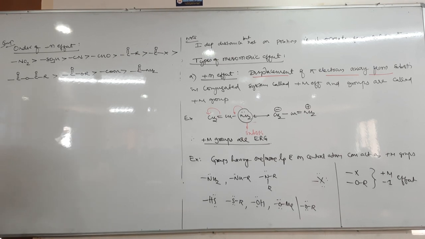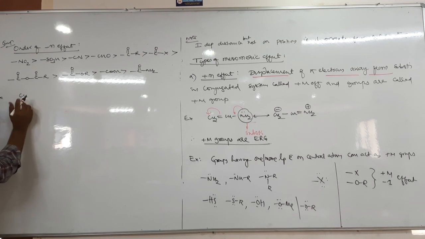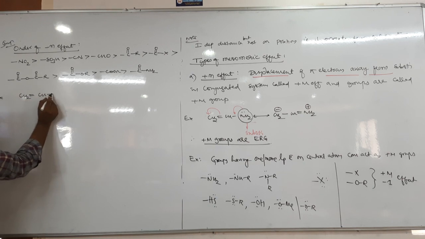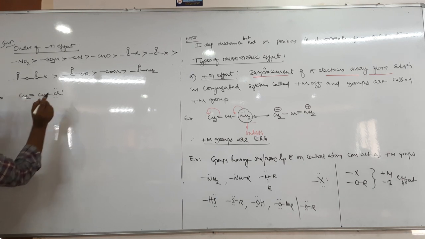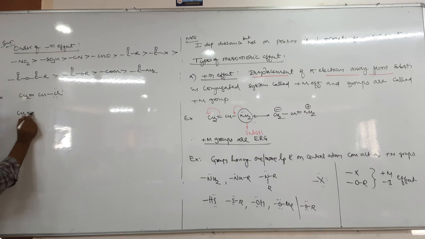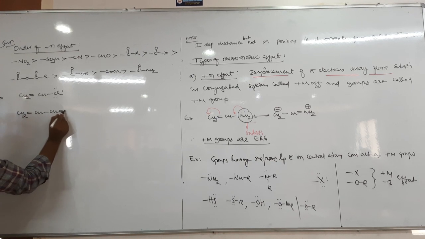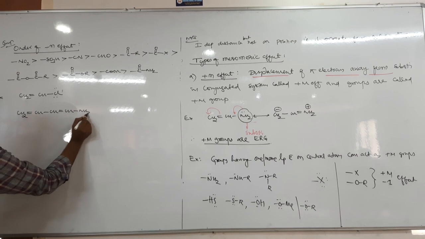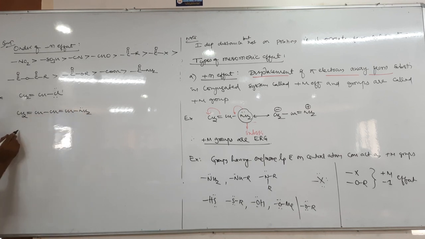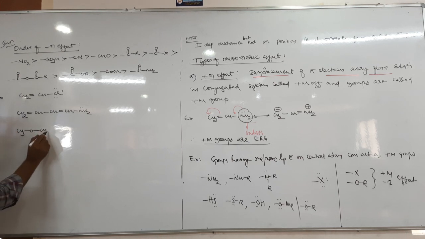Okay, I'll write some examples. You try to identify which effect is present. Example 1: CH2=CHCl, CH2=CH-NH2, CH3O-CH.